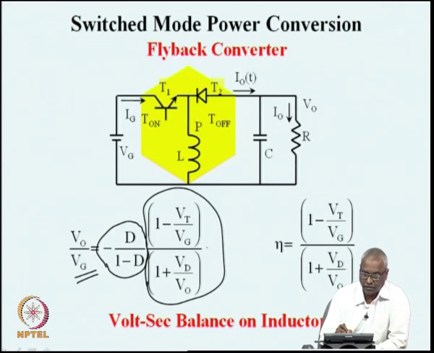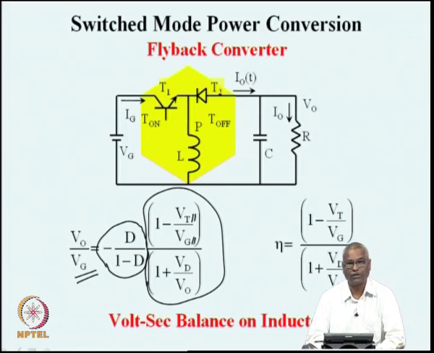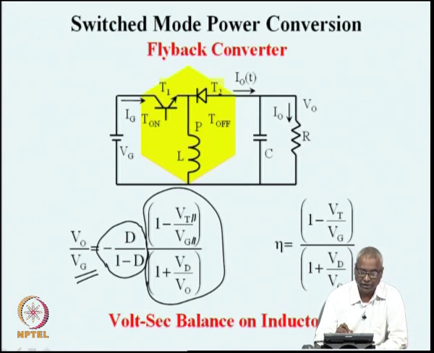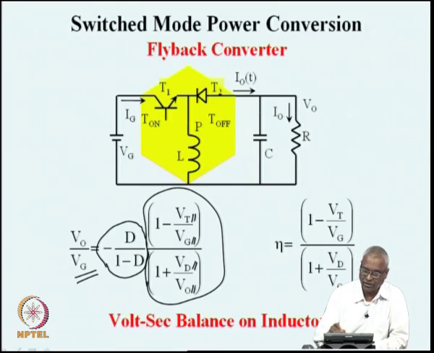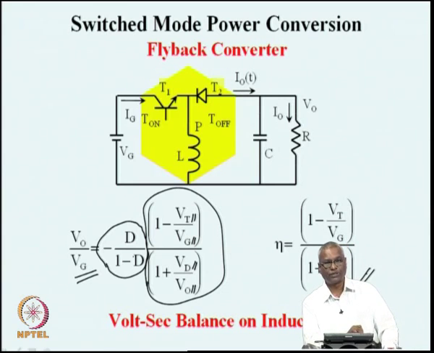If the correction factor has to approach 1, then the device drop Vt has to be small compared to the source voltage Vg, and similarly, if the denominator has to approach 1, the diode drop Vd has to be small compared to the output voltage V naught. And from this we can also say that the efficiency is the factor by which the voltage ratio is different from the ideal voltage ratio, which is 1 minus Vt by Vg divided by 1 plus Vd by V naught.